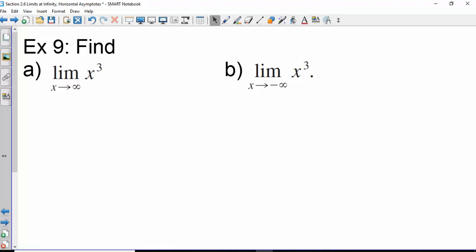So I want to just practice some more limits at infinity. So I have the limit as x approaches infinity of x cubed. If I just plugged in, you get infinity cubed. If you take a really huge number to the third power, what are you going to get? An even bigger number. So that's just approaching infinity.